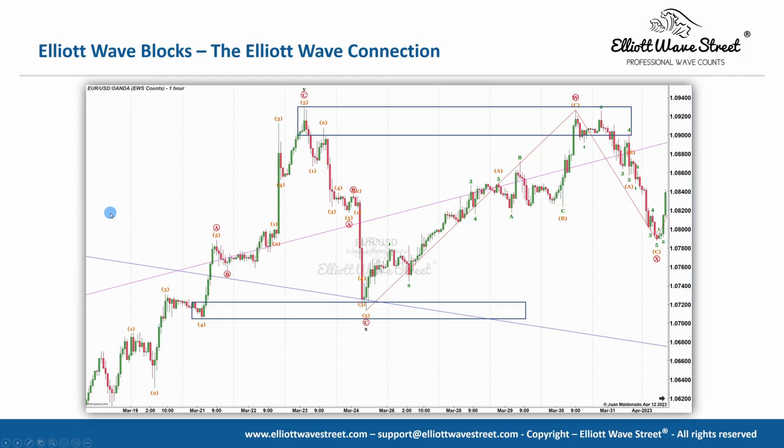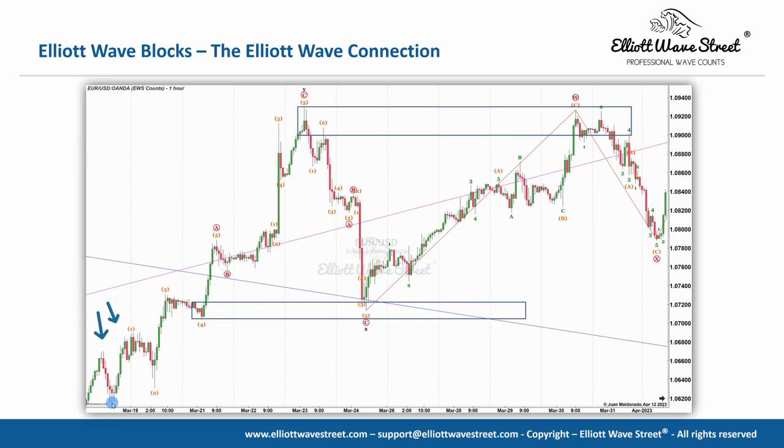So let's start working here with examples. This is a euro-dollar 1 hour chart. We can apply the Elliott wave blocks on any instrument, on any time frame. So let's start with the price. Let's start from here. Let's go cycle by cycle.